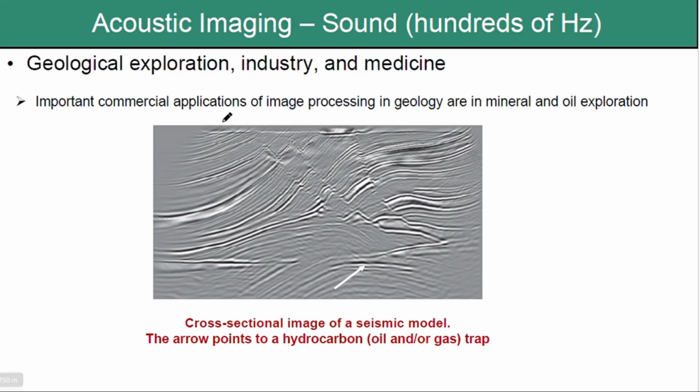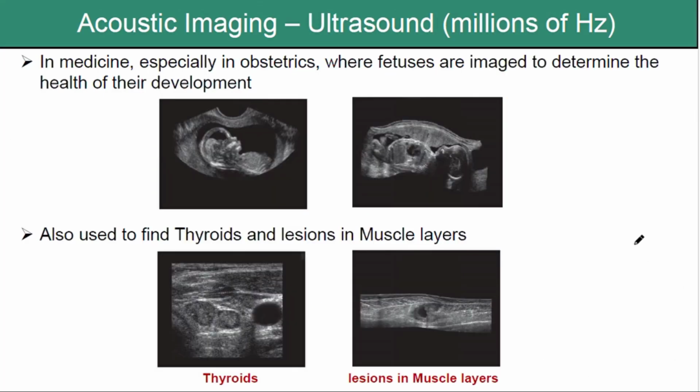Say this is the cross-sectional image of a seismic model. This arrow points to a hydrocarbon trap, meaning an oil or gas trap. At these lines, yes, there exist hydrocarbon traps, meaning there exists oil or gas. Another important application of acoustic imaging is ultrasound imaging. The range is millions of Hz.